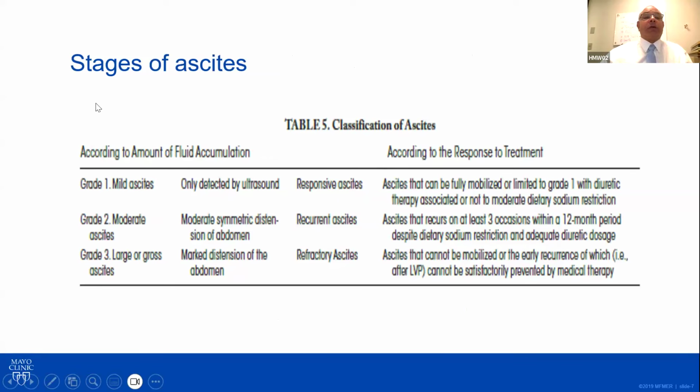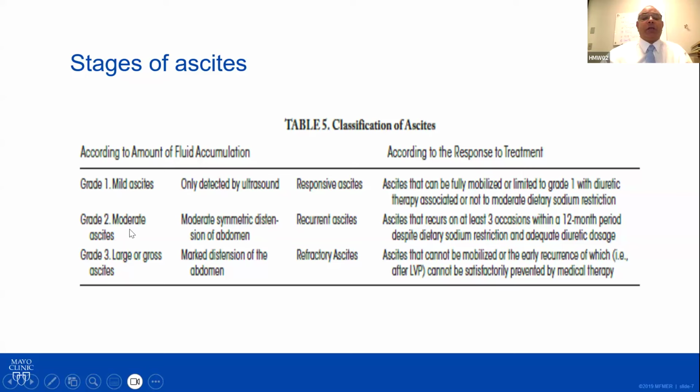And also the AASLD, which is the American Association for the Study of Liver Diseases, published this seminal paper, and they keep updating it every 10 years. The last time it was updated was in 2023, and they graded ascites based on the degree of the ascites and based on the response to diuretics. So mild ascites is grade 1, and this can be fully mobilized with diuretics and low sodium intake.